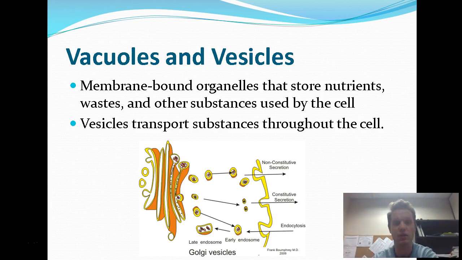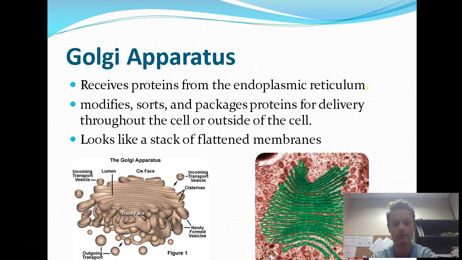Now, we also have something known as vacuoles or vesicles. And they have a membrane around them, and they store nutrients, waste, and other things that need to be transferred around the cell. Vesicles transport substances wherever they need to go. Golgi apparatus. They receive proteins from the endoplasmic reticulum, and there they're sorted and packaged and carried out to different parts of the cell or even outside of the cell. And they look like a stack of flattened membranes, and you can see it right here.